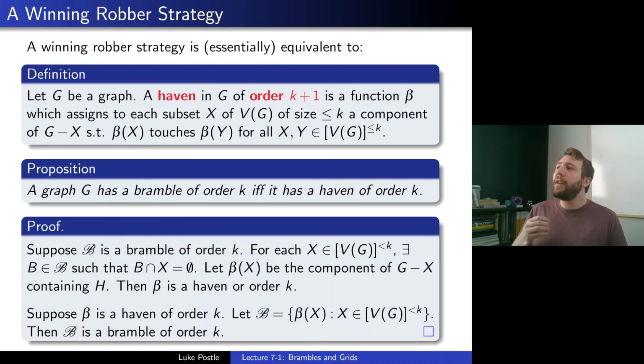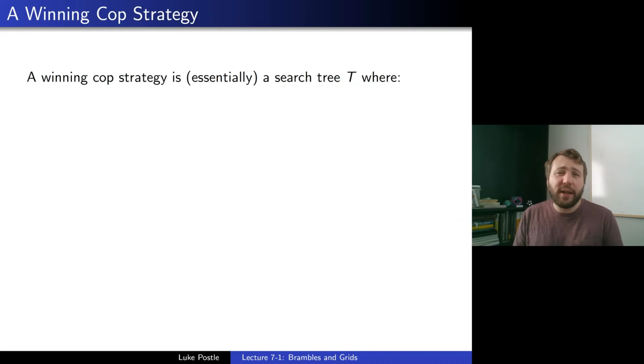So brambles have this nice pairwise touching connected set property, and havens generalize that a bit more. They're a larger structure, but essentially equivalent. Okay, so that's the robber strategy. What about a cop strategy? What is a winning cop strategy?